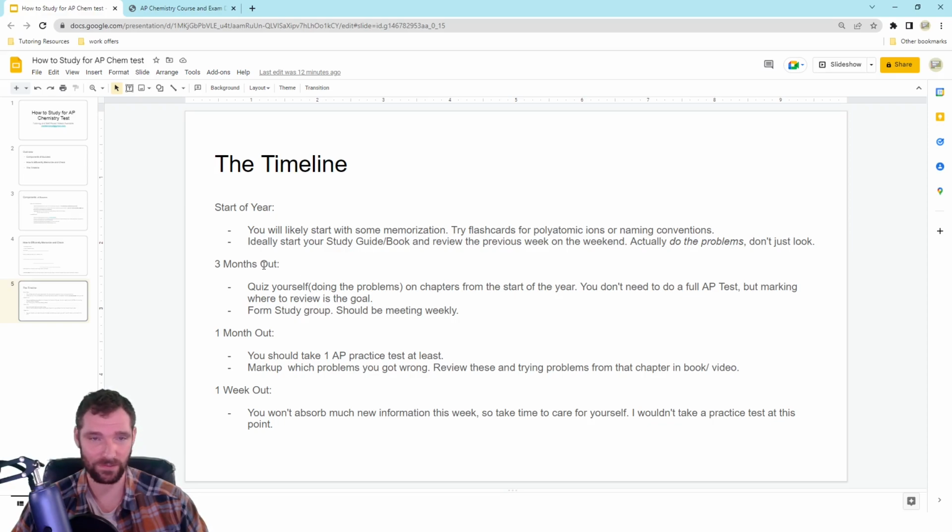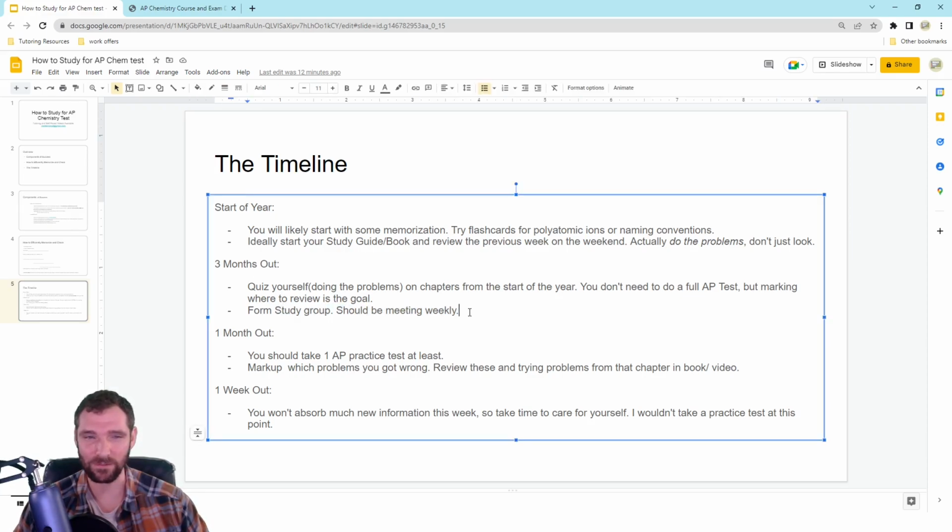Then you're going to want to start quizzing yourself about 3 months out about the chapters. You don't need to do the whole test, but definitely you should quiz yourself on some problems, and then that can tell you, okay, you need to redo this part, you need to redo that part. So don't review the whole chapter. Just identify the part that you're messing up on and go over that, and then you're good, right? And then also you might want to form study groups. I don't think I formed my study group until about a month out from the test, but it definitely helps to get going earlier on that, right?